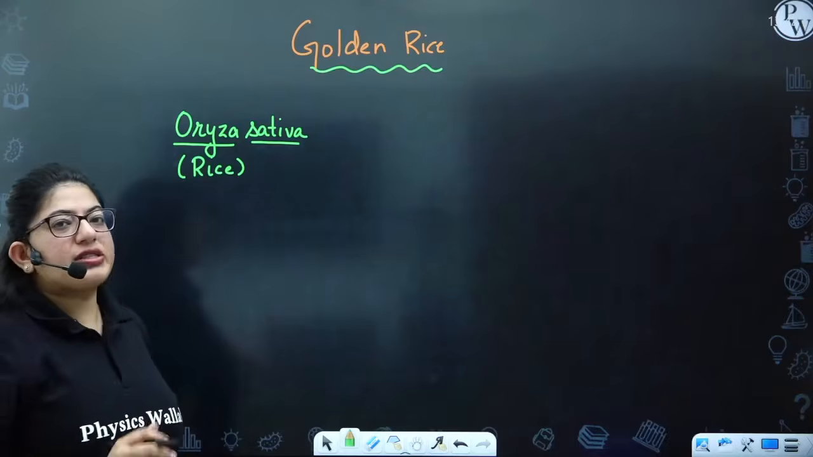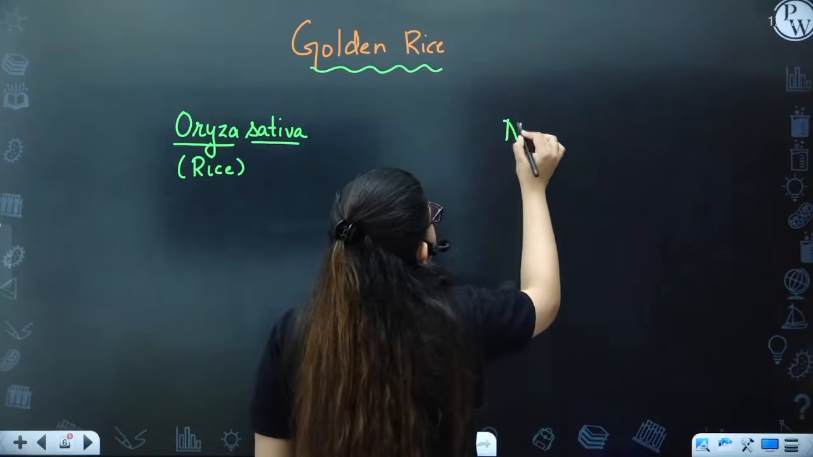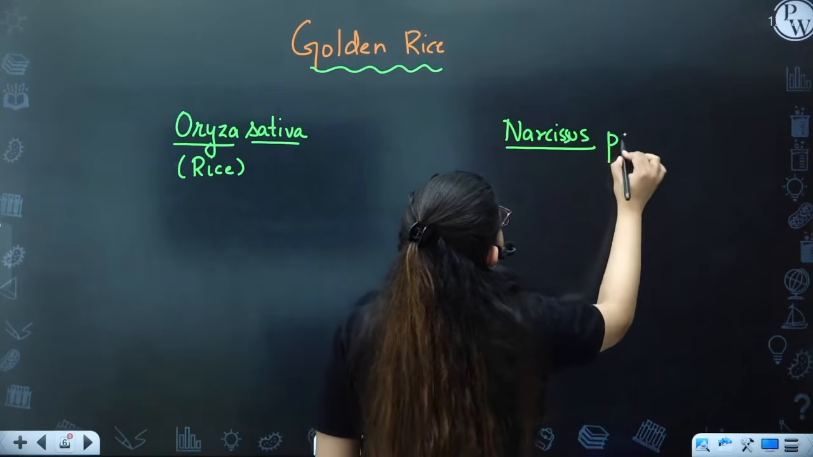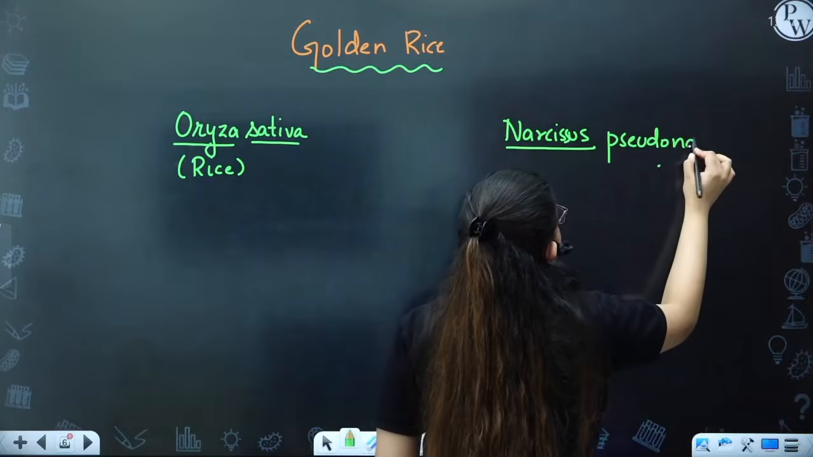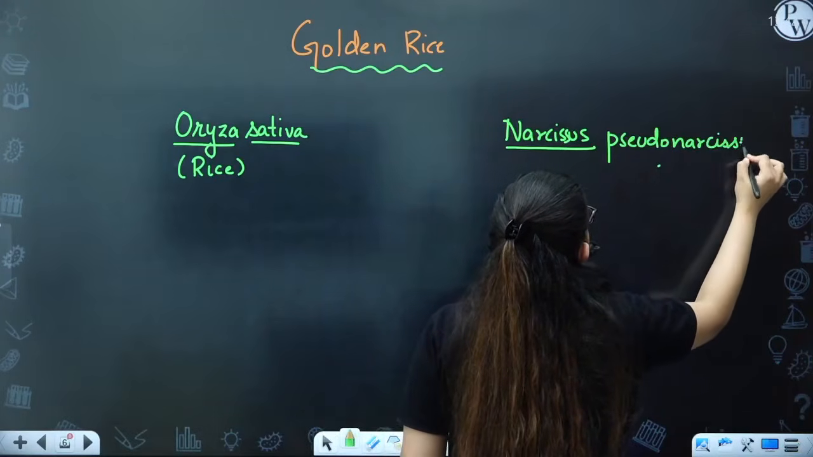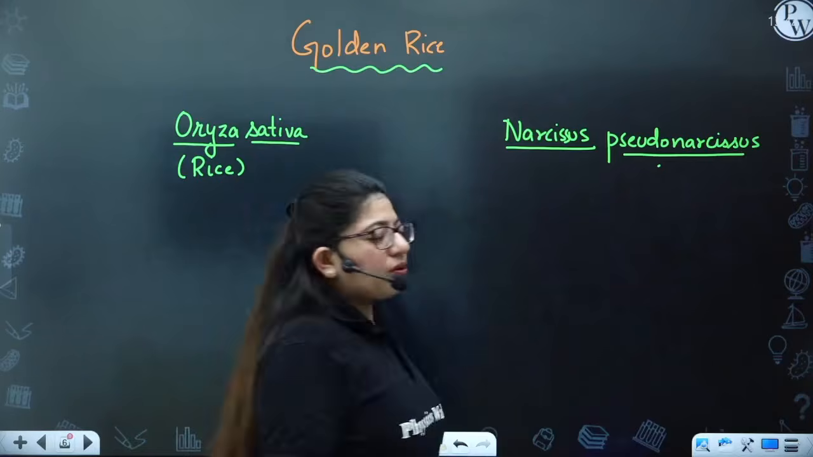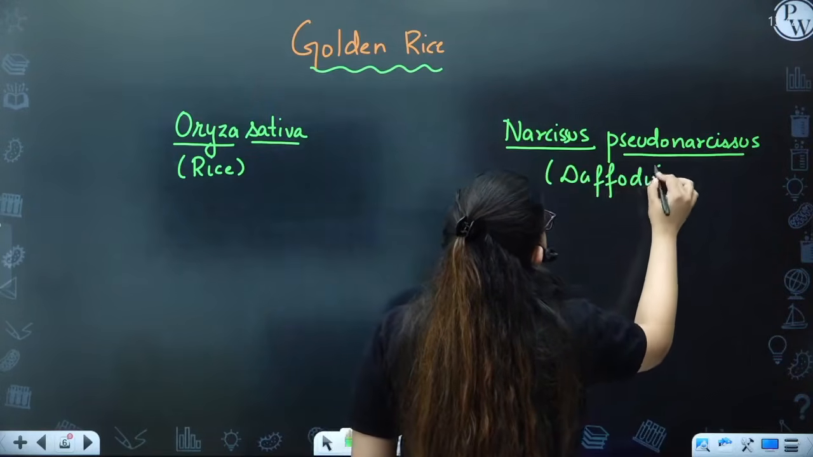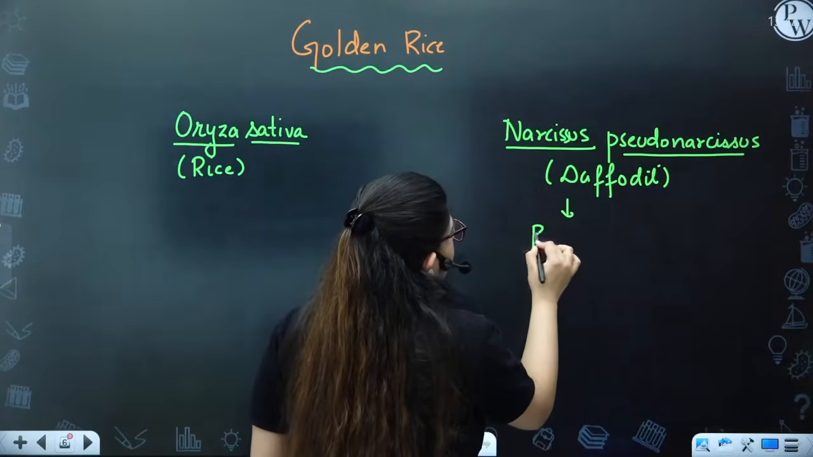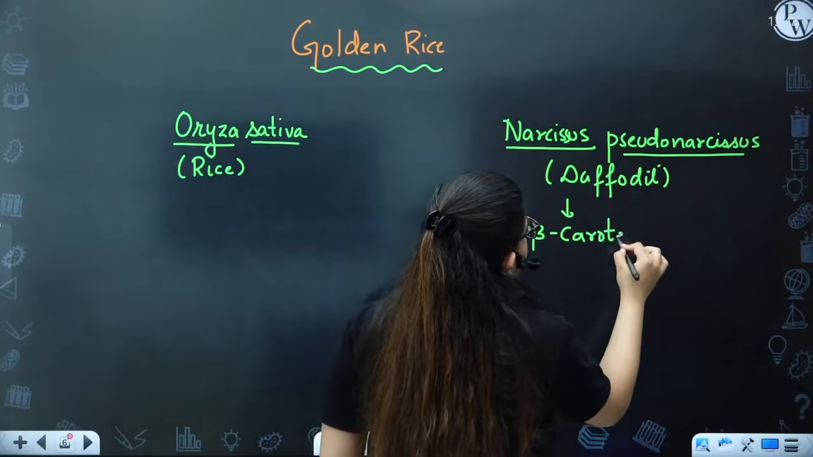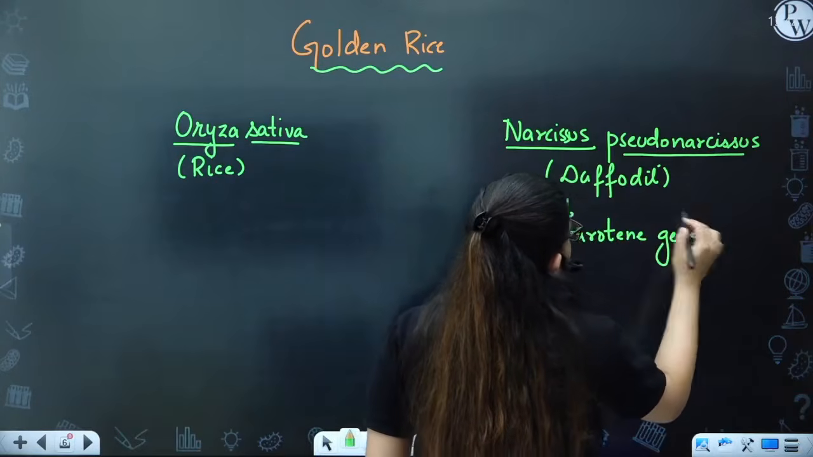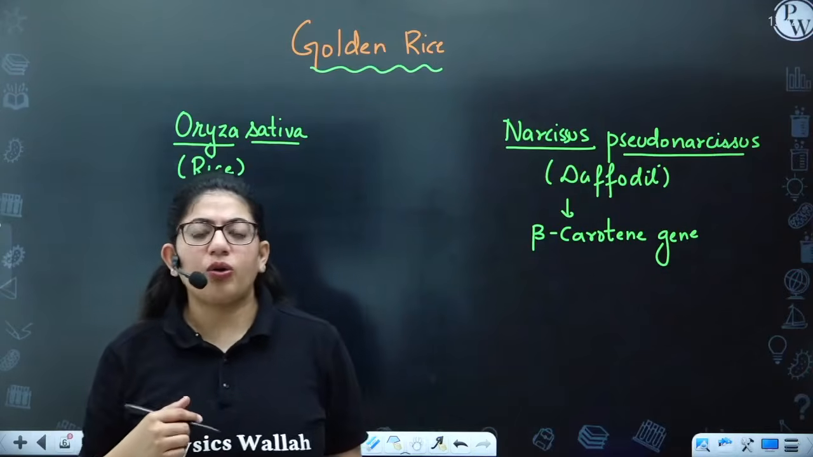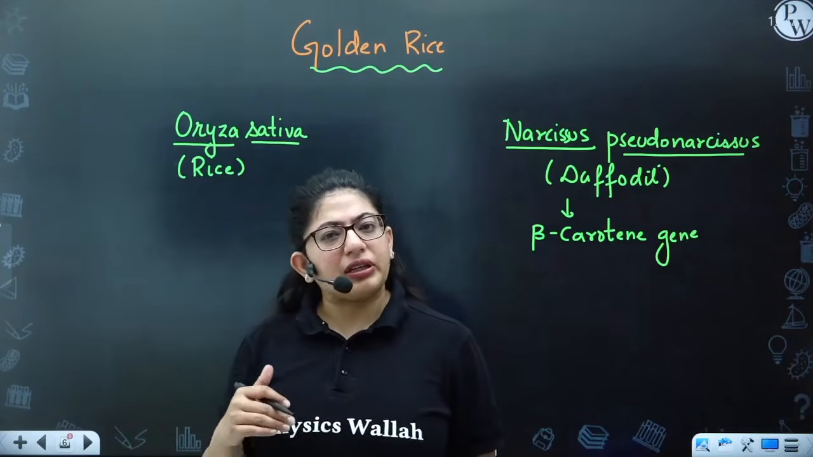Now scientists took another plant, Narcissus pseudonarcissus. This is the daffodil. You must have heard of the daffodil flower, I guess. So they took a beta carotene gene from the daffodil. Now you may say, ma'am, you are saying this is vitamin A enriched rice, and now you are saying that we have taken the beta carotene gene.